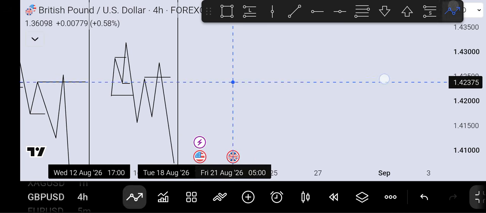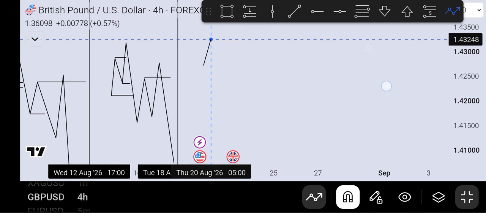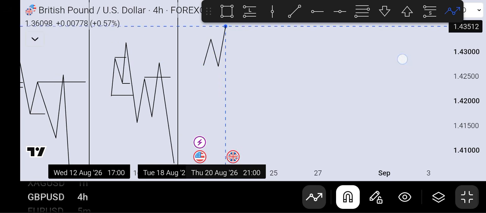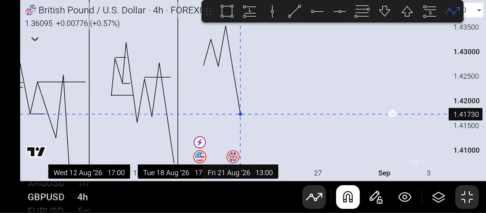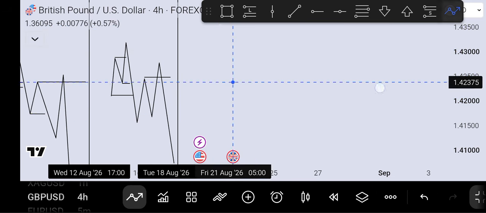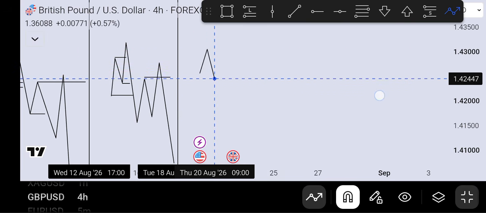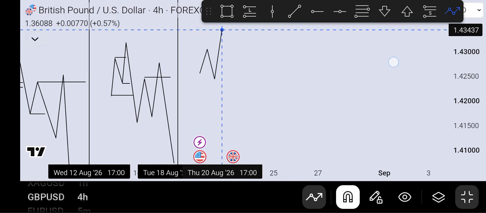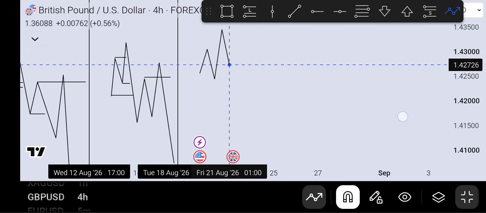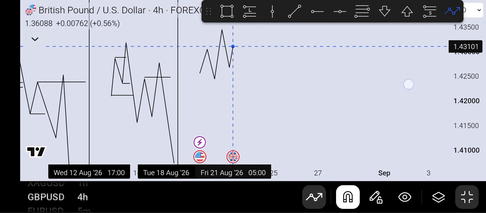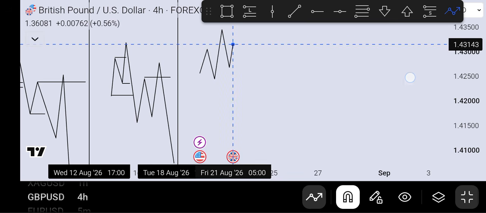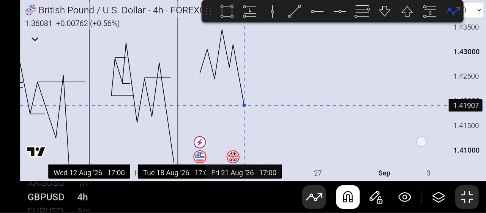And I'll show you why. So the first thing, structure, go to sweep, break of structure. No, I think I'm getting it wrong now. So I think it's something like liquidity sweep, a little bit of pullback before the break of structure.